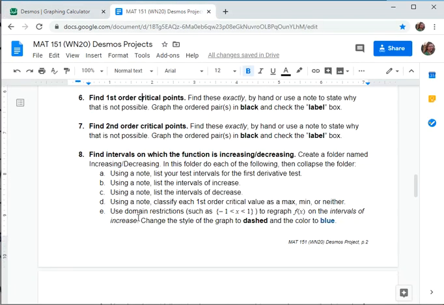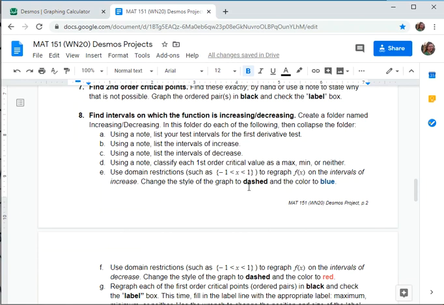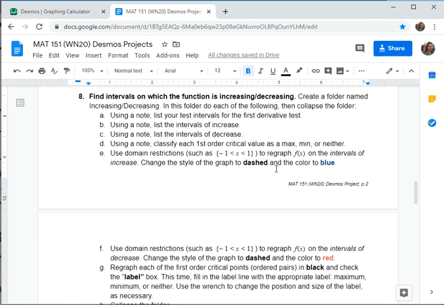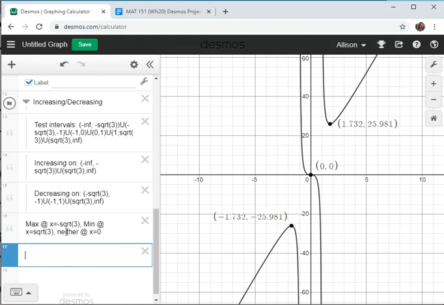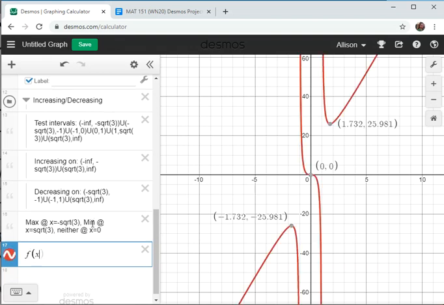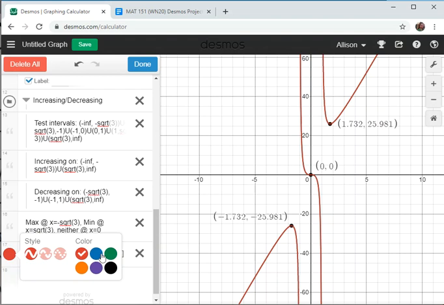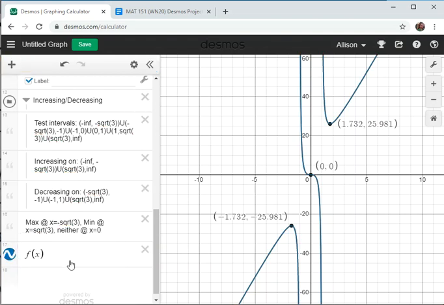Okay, using domain restrictions, graph the intervals of increase, dash them, and make them blue. Okay, so I'm increasing on those intervals. Okay, so I'm going to regraph the f of x function. But now we are going to, let me make it blue just right away so I don't forget about blue. And now I'm going to give it a domain restriction. So I want to do intervals of increase.